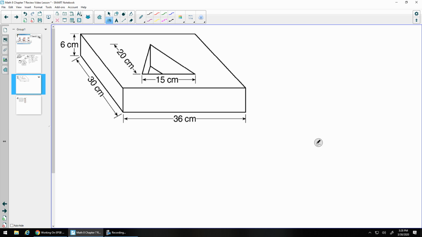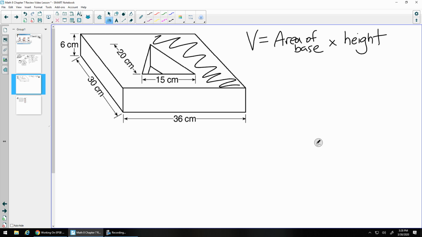Here we have a shape. We have a rectangular prism, and it has this triangular hole cut out of it. And so now again, we can just think of that basic formula. Volume is equal to area of base times height. Now in this case, the area of our base is a bit of a weird shape. It's this rectangle with the hole cut out of it.